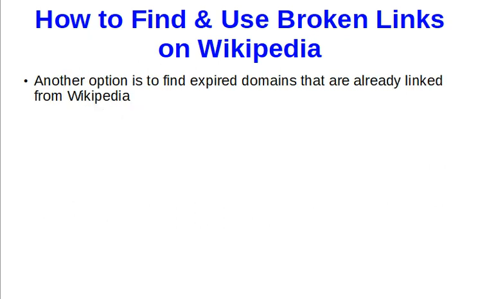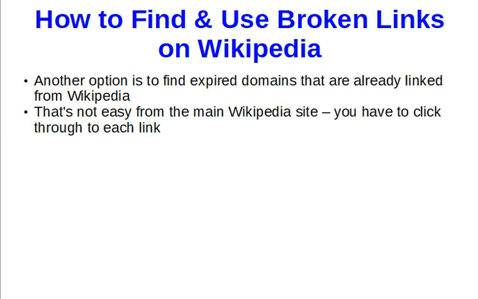And another option, and kind of my favourite I suppose, is to find expired domains that are already linked from Wikipedia. As I said before, it's a big site. It's going to happen. Domains expire day in, day out. They always do. It's not easy from the main Wikipedia site because you have to click through to each link. So you've got to go through what I've done when I've looked for it manually. I'll hover over the link, and if it's an education link, no, chances are the student's left that university. That's why the page is dead.